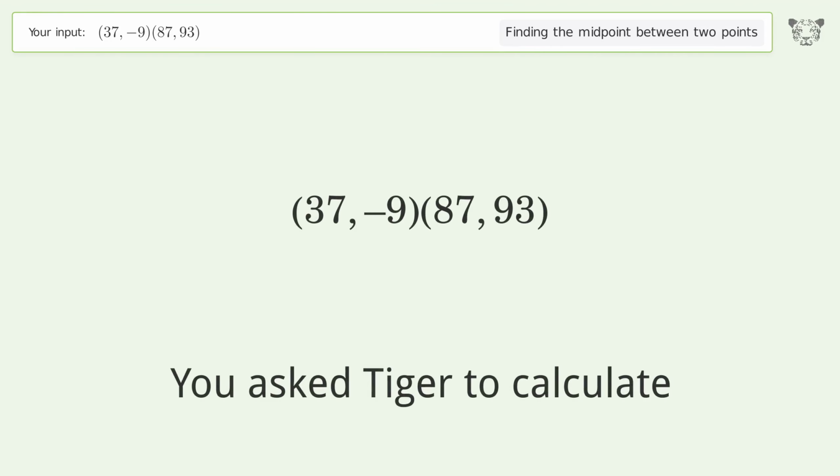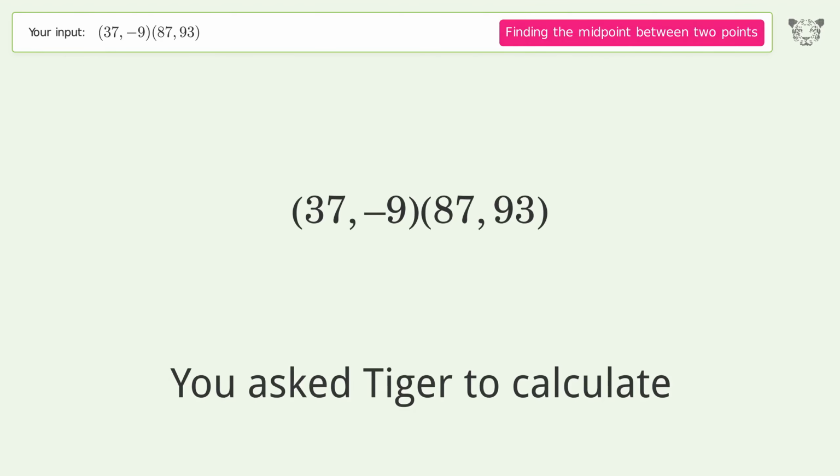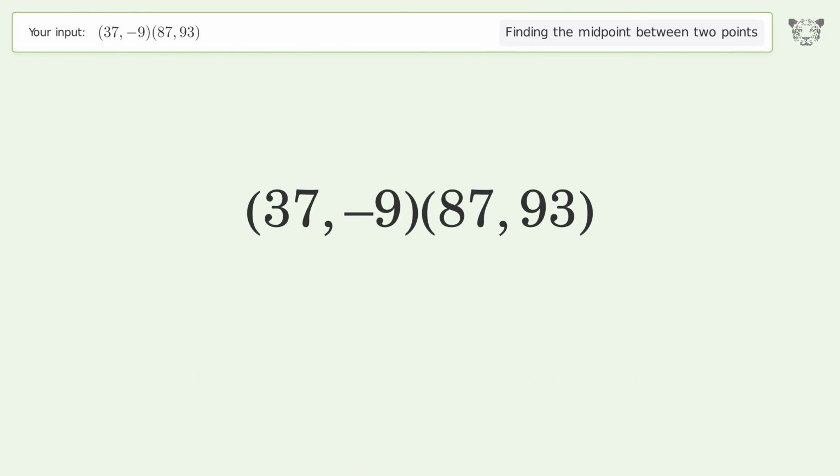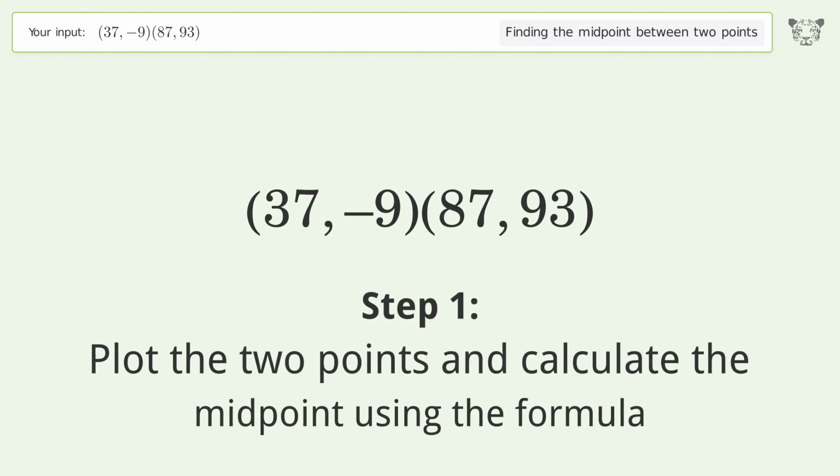You ask Tiger to calculate. This deals with finding the midpoint between 2 points. The midpoint between the 2 points is 62,42. Let's solve it step by step. Plot the 2 points and calculate the midpoint using the formula.